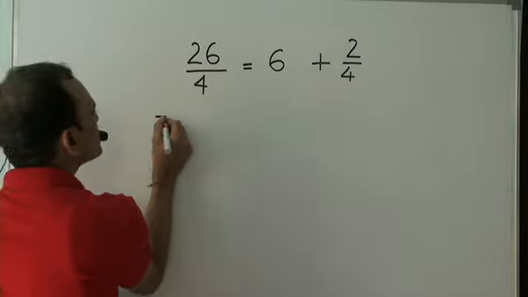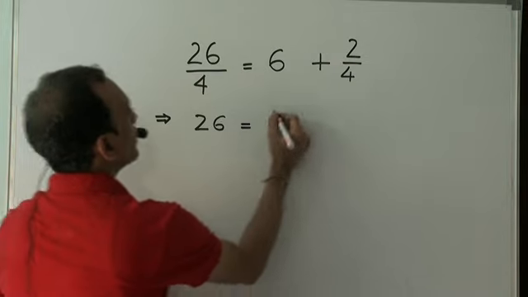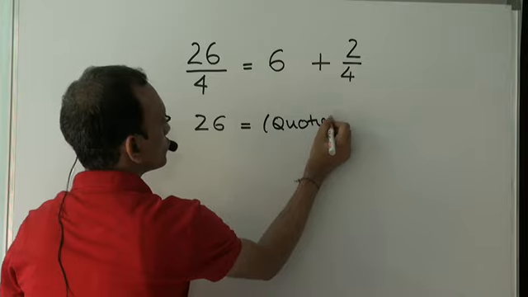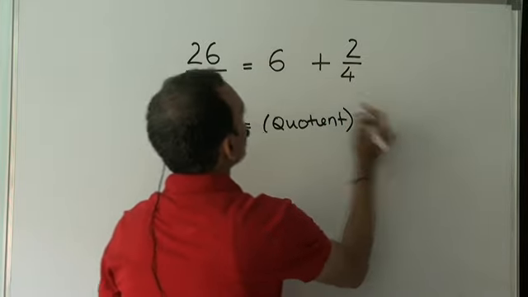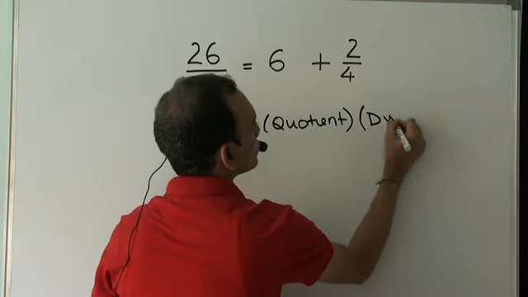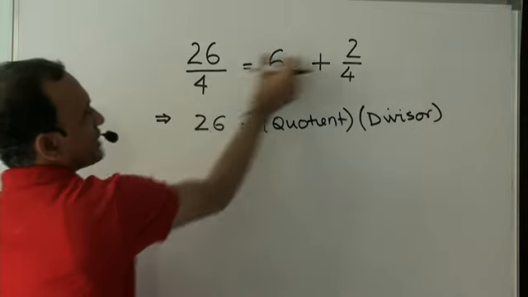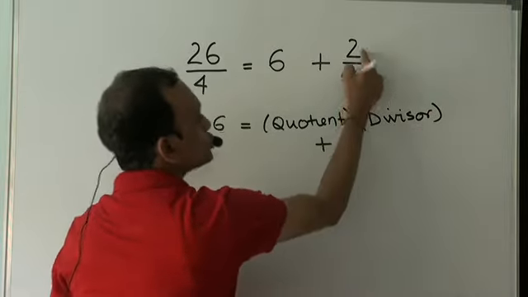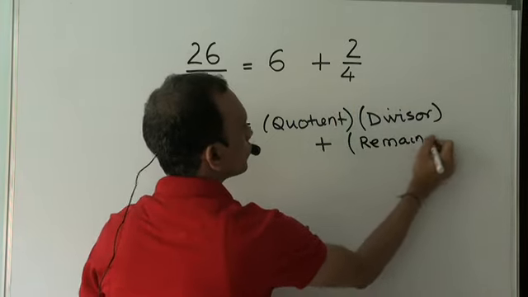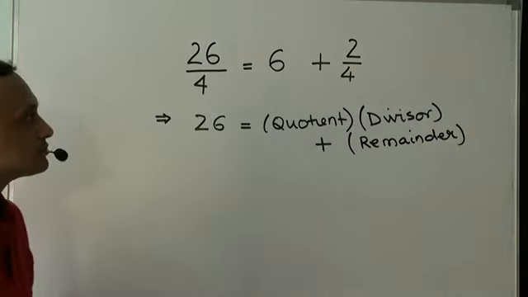Yes or no? Which means 26 could have been written as the quotient 6 into the divisor 4, right? Quotient into divisor plus 2, which is the remainder. Yes or no? Does it make sense? All right.